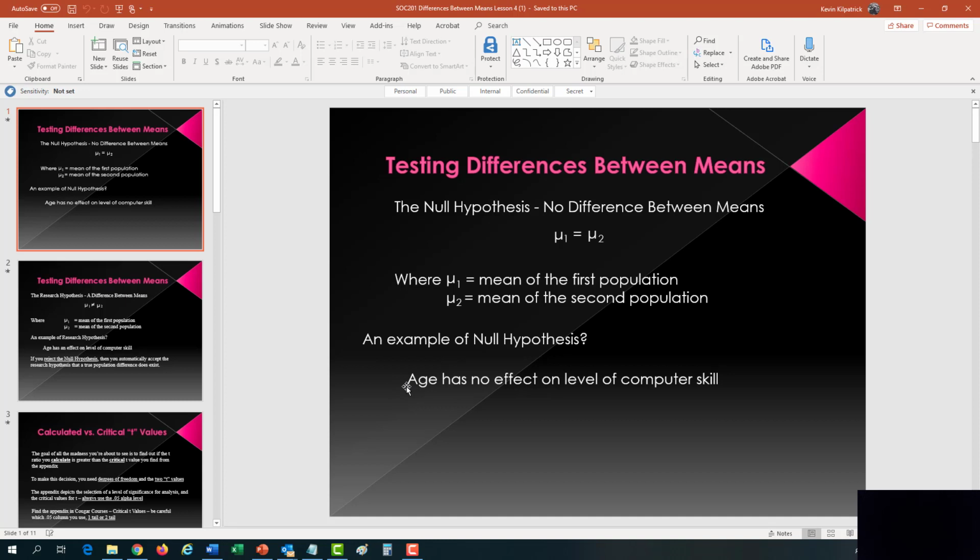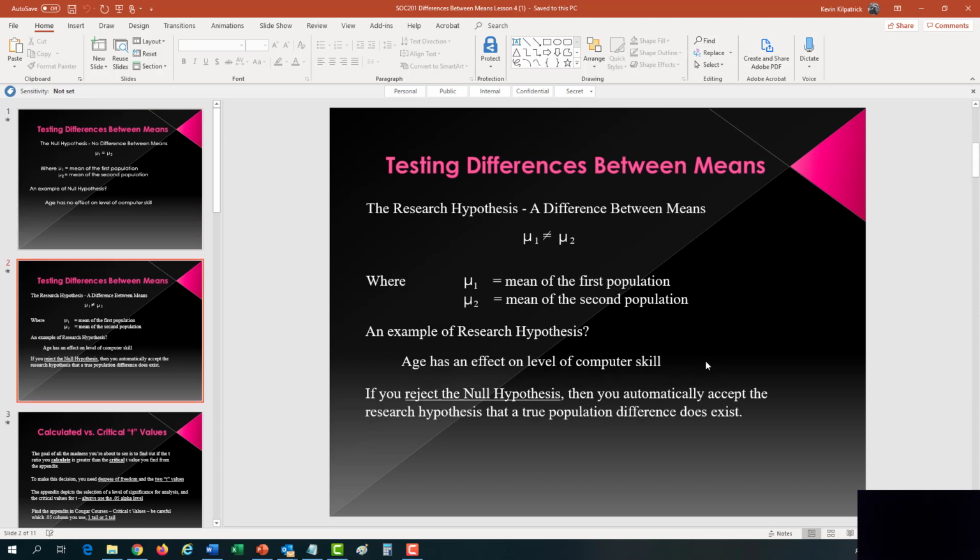So if you took a group of respondents and split them in two by age, you would be saying that those under 30 and those 30 and above would have identical levels of computer skill. The opposite of that is the research hypothesis, which says there is a difference between means. And in this case, this equal sign with a slash through it means that these two groups are not equal.